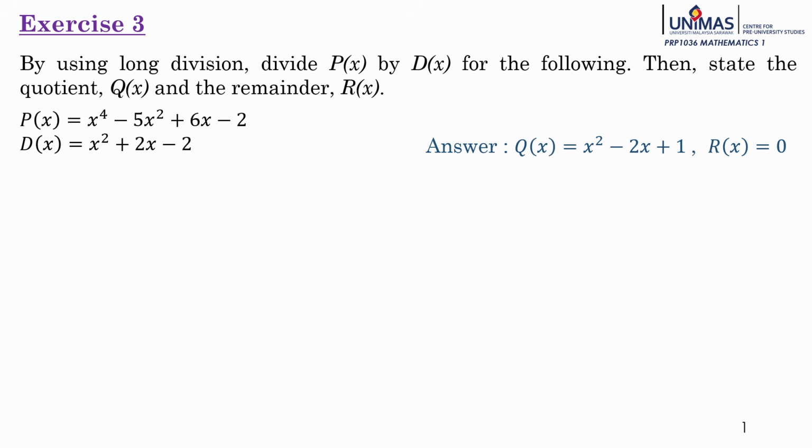Now let's see exercise 3. So we have to divide this one. We have to write it this way, x to the power of 4. After x to the power of 4 must be x to the power of 3. But in this polynomial, we don't have x to the power of 3.